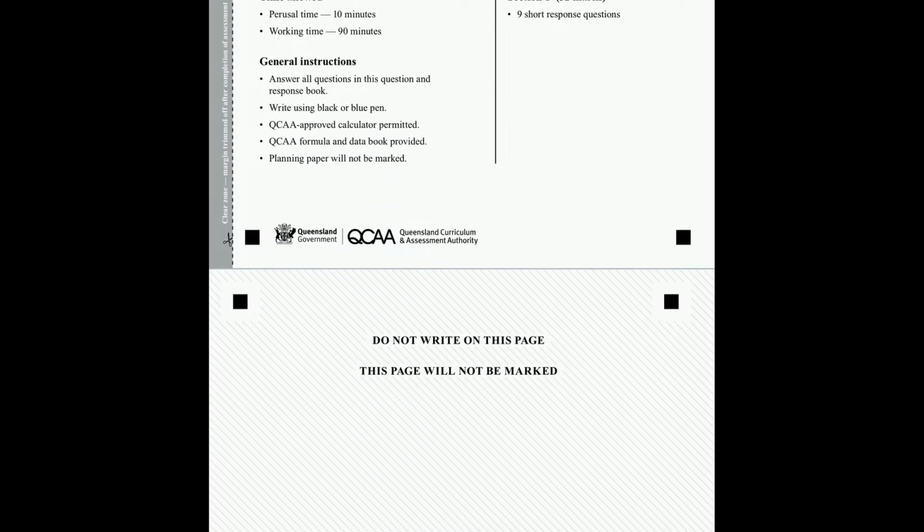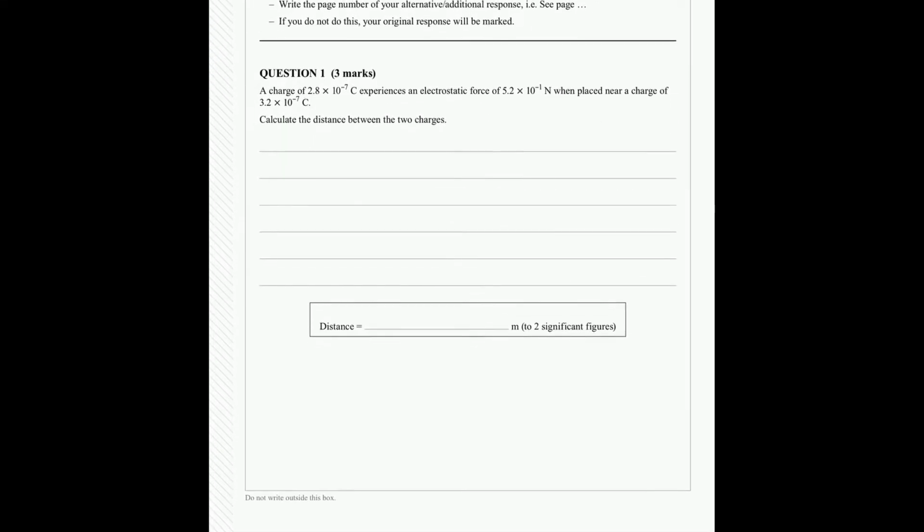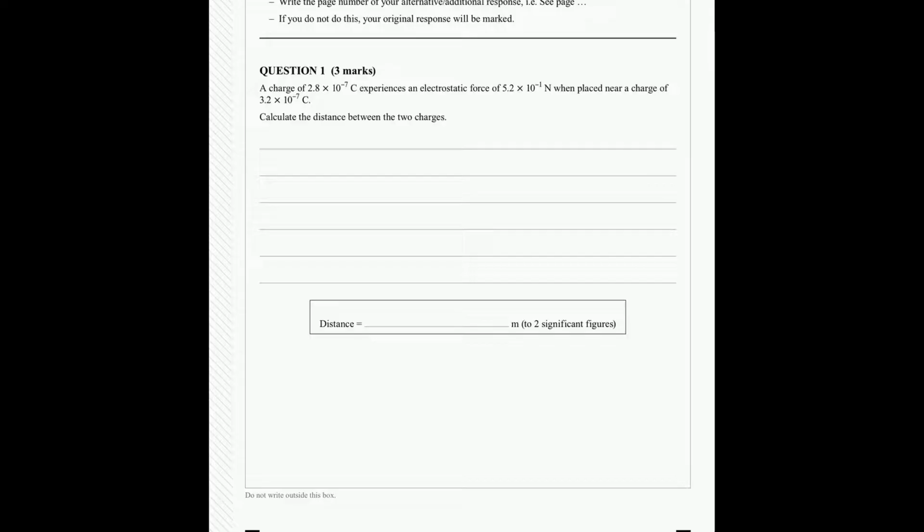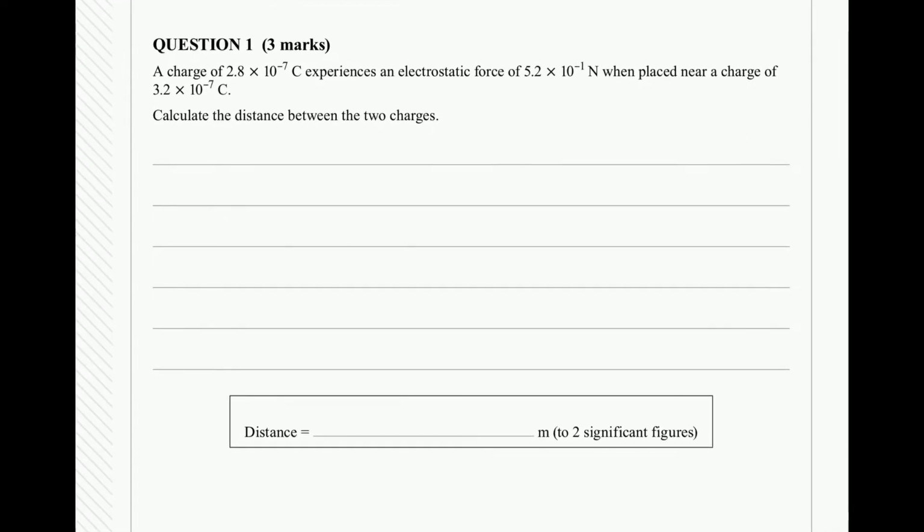All right, so let's jump into question one. A charge of 2.8 times 10 to the negative 7 coulombs experiences an electrostatic force. I'm just going to zoom in a little bit. Electrostatic force of 5.2 times 10 to the negative 1 newtons when placed near a charge of 3.2 times 10 to the negative 7. Calculate the distance between the two charges.